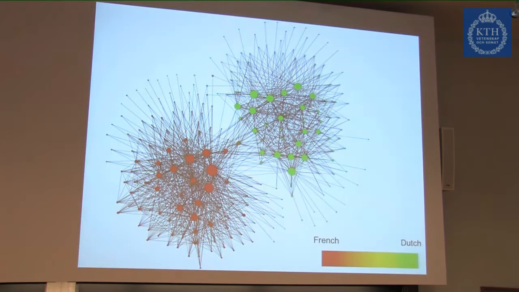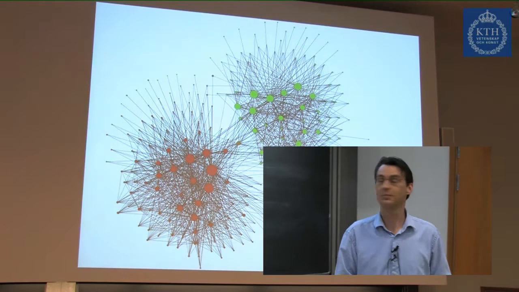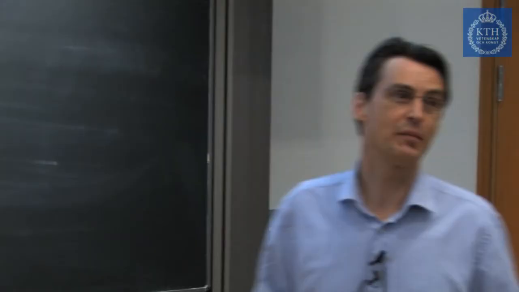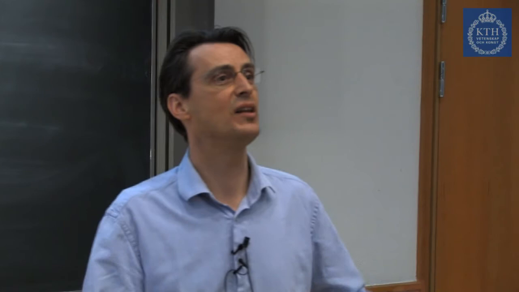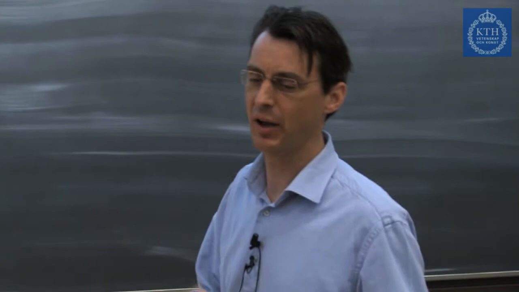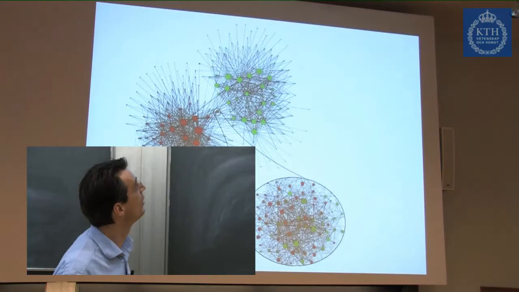So one of them is French and the other one is Dutch. And the brown here, we thought that maybe that was a community located in Brussels, because Brussels is the capital of Belgium, and it's bilingual, even though about 80% of the people there are French-speaking. And so we could zoom in on that region.